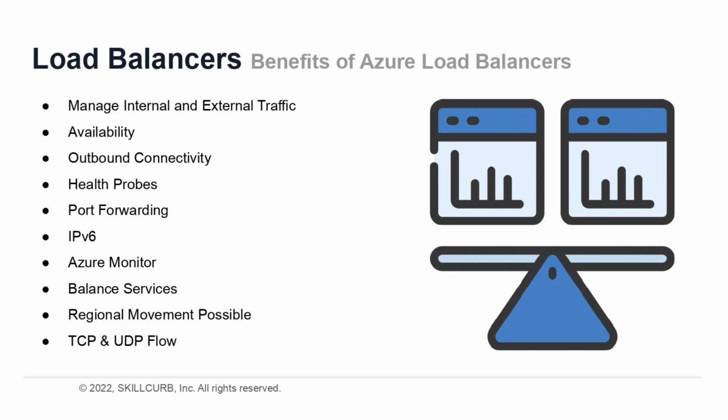You can load balance services on multiple ports, multiple IP addresses, or both. You can move internal and external load balancer resources across Azure regions. And you can load balance TCP and UDP flow on all ports simultaneously using HA ports.